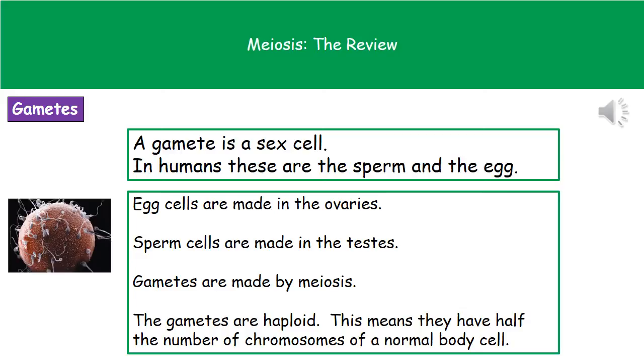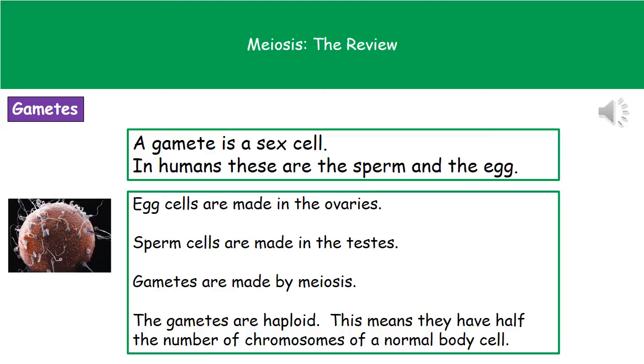Now the key thing about these gametes then is that they're what's called haploid. A haploid cell has only half the number of chromosomes of a normal body cell. So in the case of humans, a haploid cell has 23 chromosomes, whereas our diploid cell has the 46.